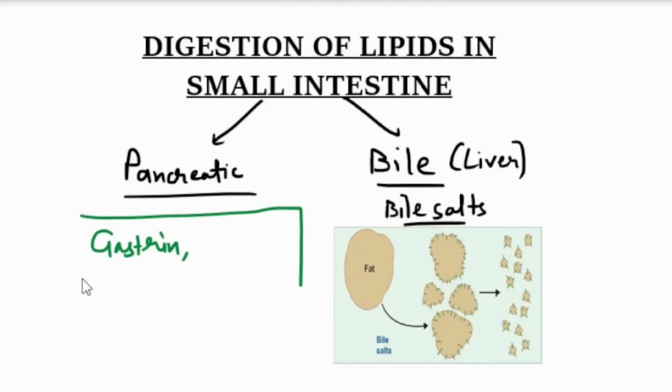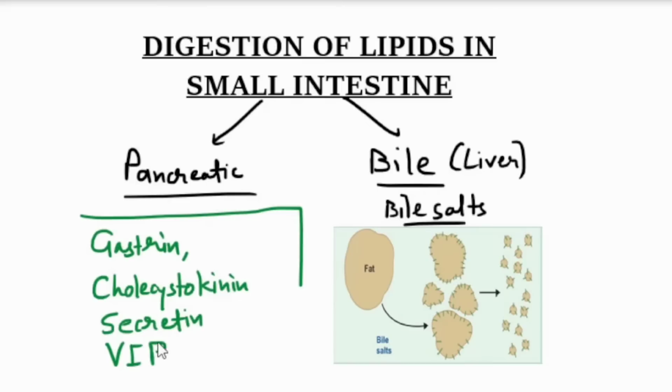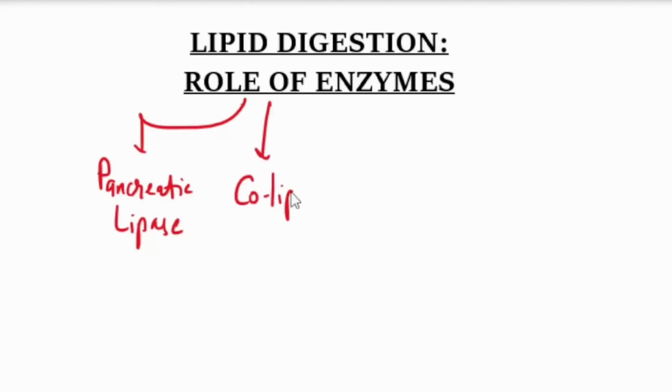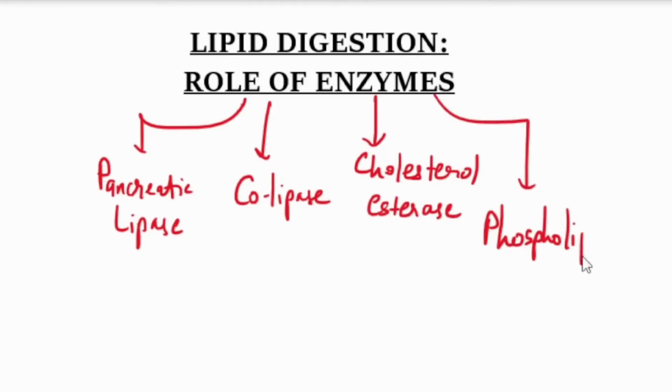Hormones like gastrin, cholecystokinin, secretin, and vasoactive intestinal peptides stimulate the secretion of these juices. Somatostatin inhibits the secretion. Lipid digestion and the role of enzymes: lipid digestion primarily involves four enzymes secreted by the pancreas: pancreatic lipase, colipase, cholesterol esterase, and phospholipase A2. First, we will see the action of colipase and lipase.